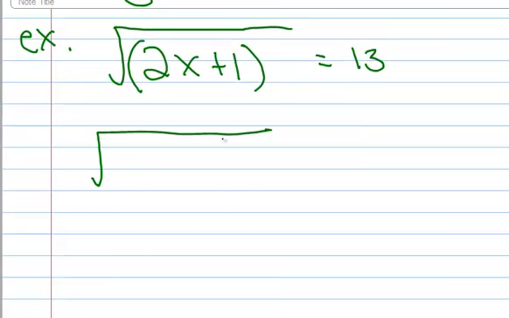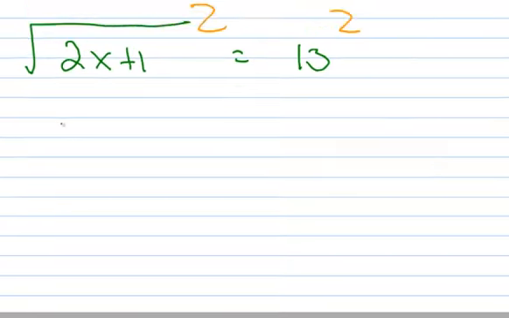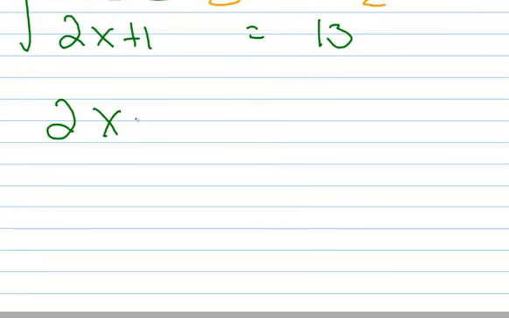So in order to solve this, let me rewrite it again here. What we want to do is square both sides. When I square something that is square rooted, it's like undoing that. So I'm left on the left-hand side with 2x plus 1, and 13 squared is 169. And now it looks like a basic equation you know how to solve.